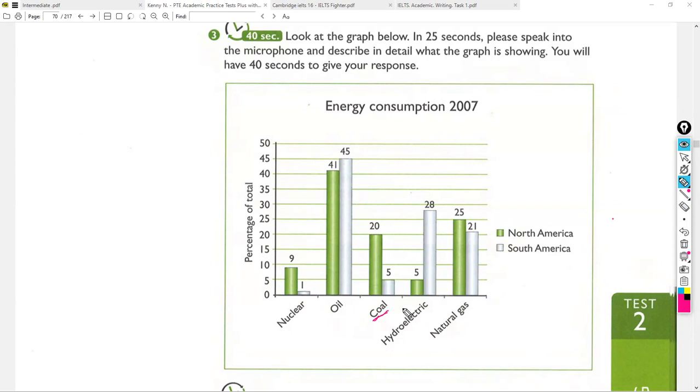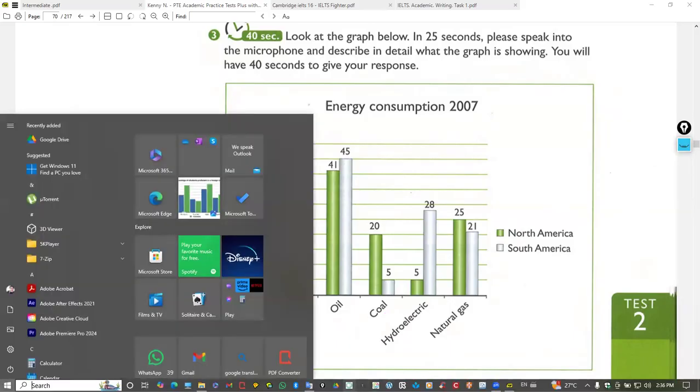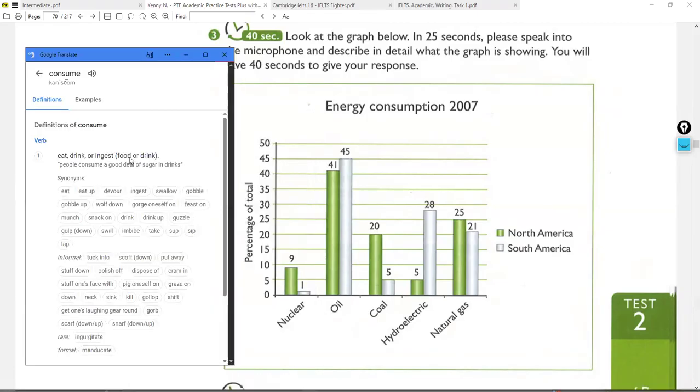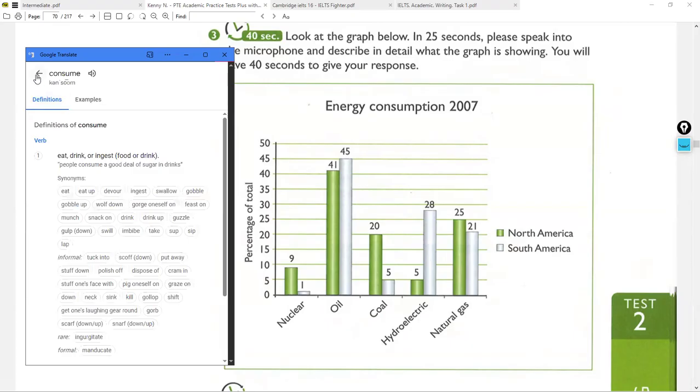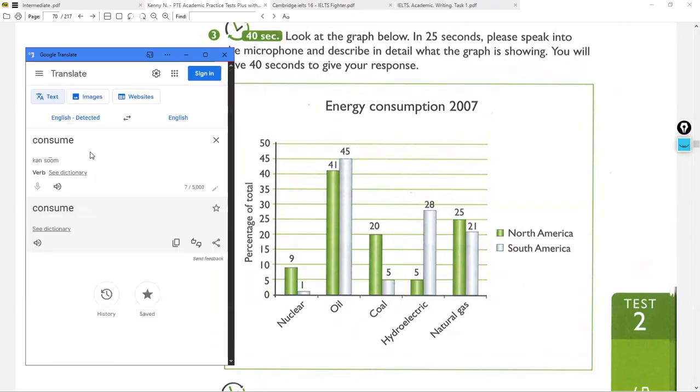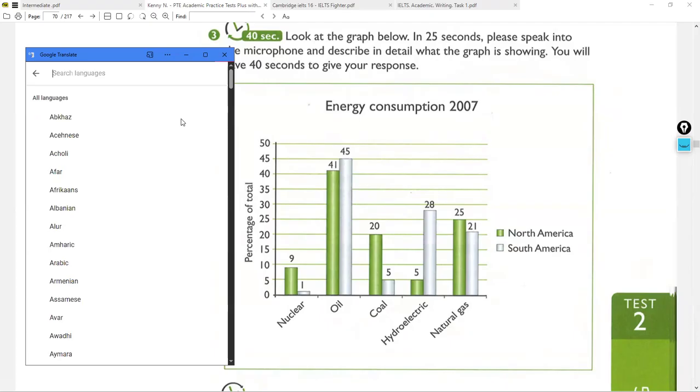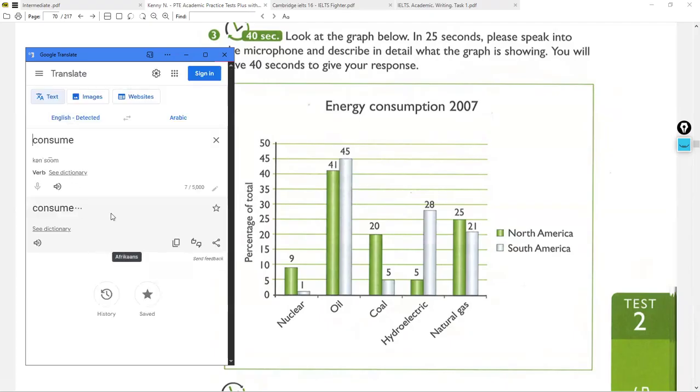This is what, Ali? Coal. Exactly. Do you know the meaning of coal? No. I have to check its meaning. I have to learn vocabulary just to be able to understand the graph. Let me choose the language to translate, concerning your mother language. Okay, coal is a source of energy. Coal.